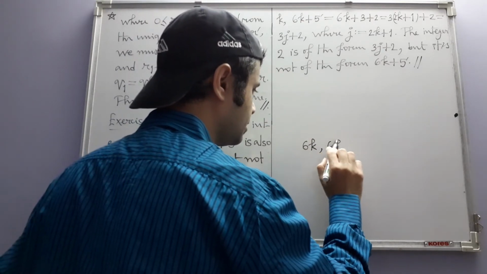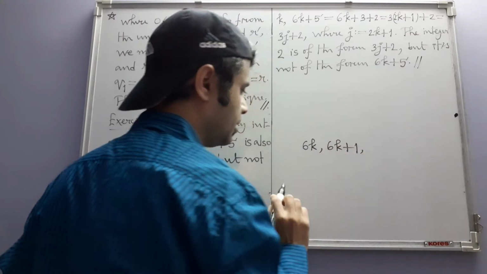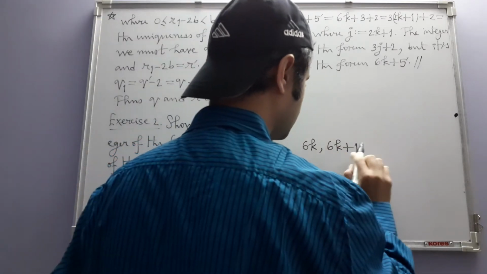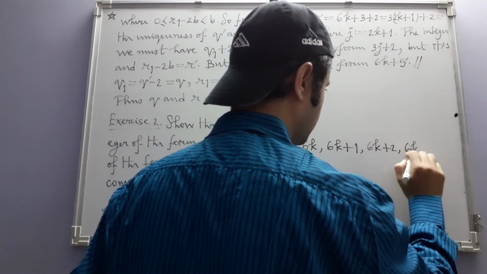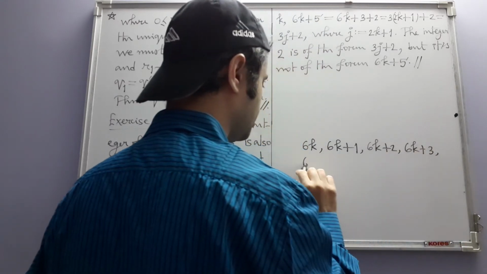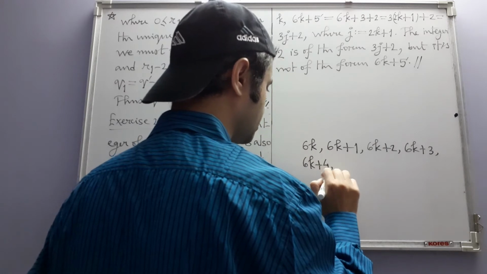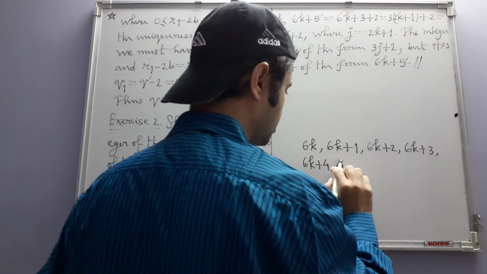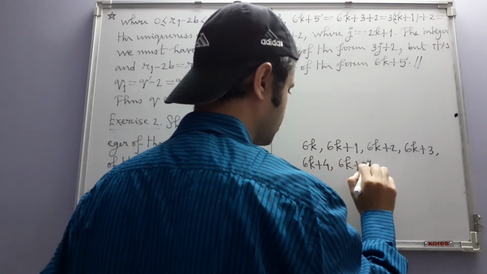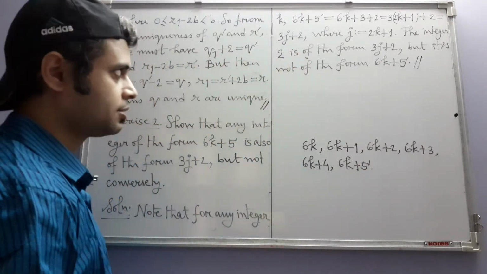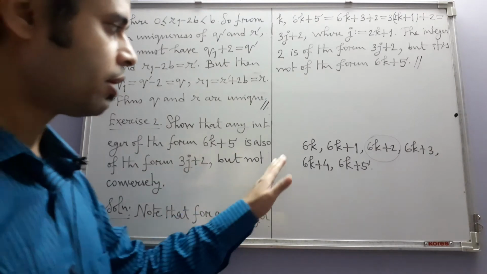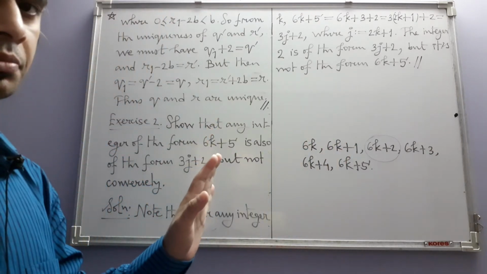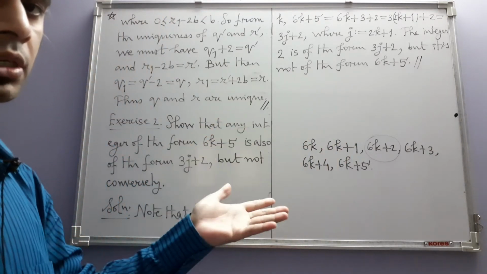Say when you divide any integer by 6, these are the possible forms in which the integer will appear depending on what remainder it's leaving upon division of the integer by 6. So when the integer assumes one form, say 2 is assuming this form, it will not assume any of the other forms, and that is coming because of uniqueness of remainder.